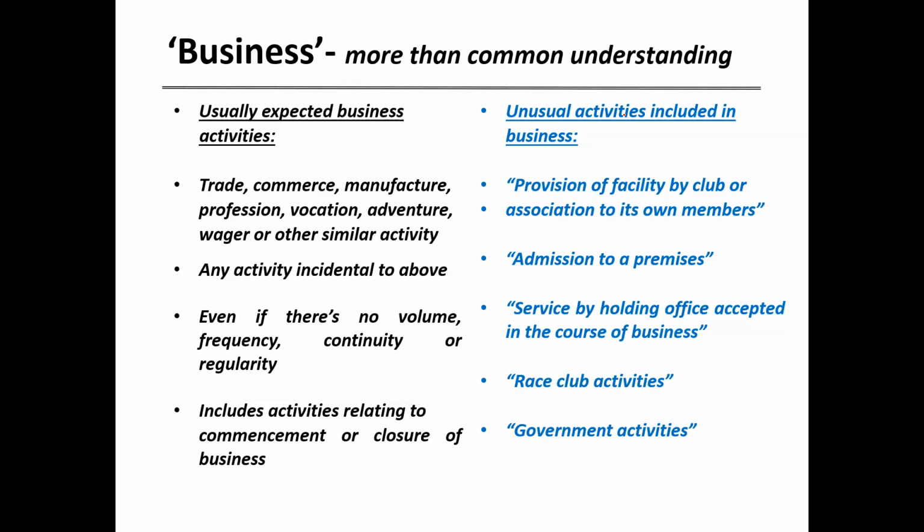Yeah, please. Thank you. We next move to the next aspect of business, which is also one of the ingredients for supply. The usual expected business activities listed under the section are trade, commerce, manufacture, profession, vocation, adventure, wager, and other similar activity or any activity incidental to the above. There is no requirement of any volume, frequency, continuity or regularity. It can be a one-time activity as well, and it includes activities relating to commencement and closure of business.